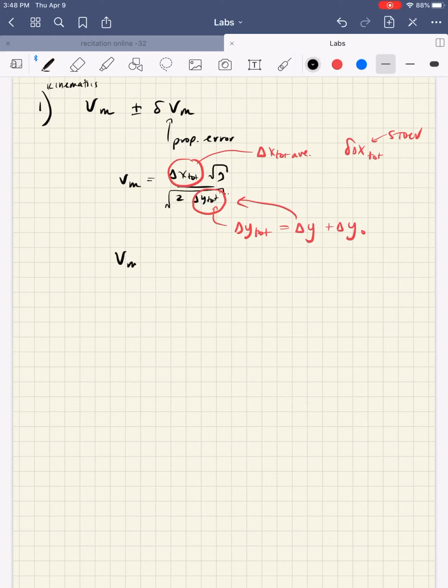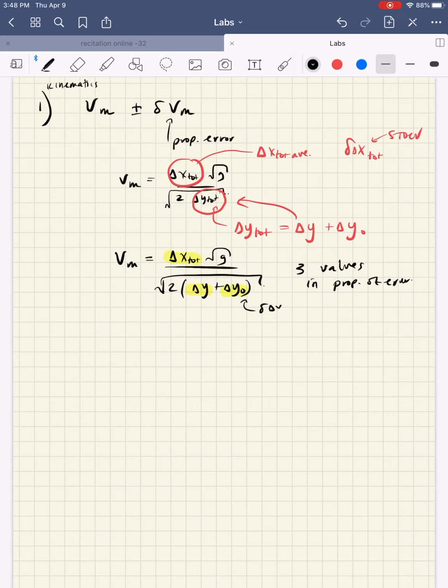This might be the easiest way. So you'd have delta X total square root of g over 2 times delta Y plus delta Y naught. And that would leave you with three values to propagate. So you would have three values in your propagation of error. Because for the single measurement, of course, you would have the uncertainty in delta Y naught depending on your instrument, the uncertainty in delta Y depending on the instrument, and of course, this one you get from the standard deviation, you would have the uncertainty. So you'd have three terms in that propagation of error.